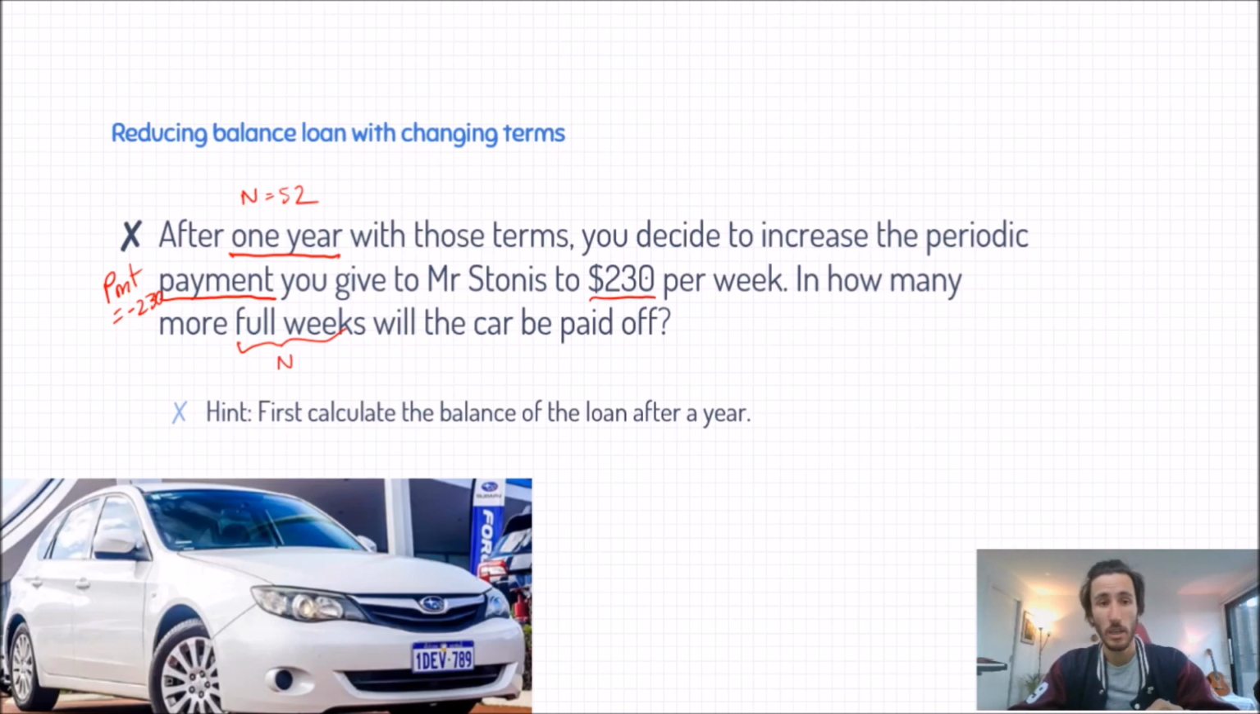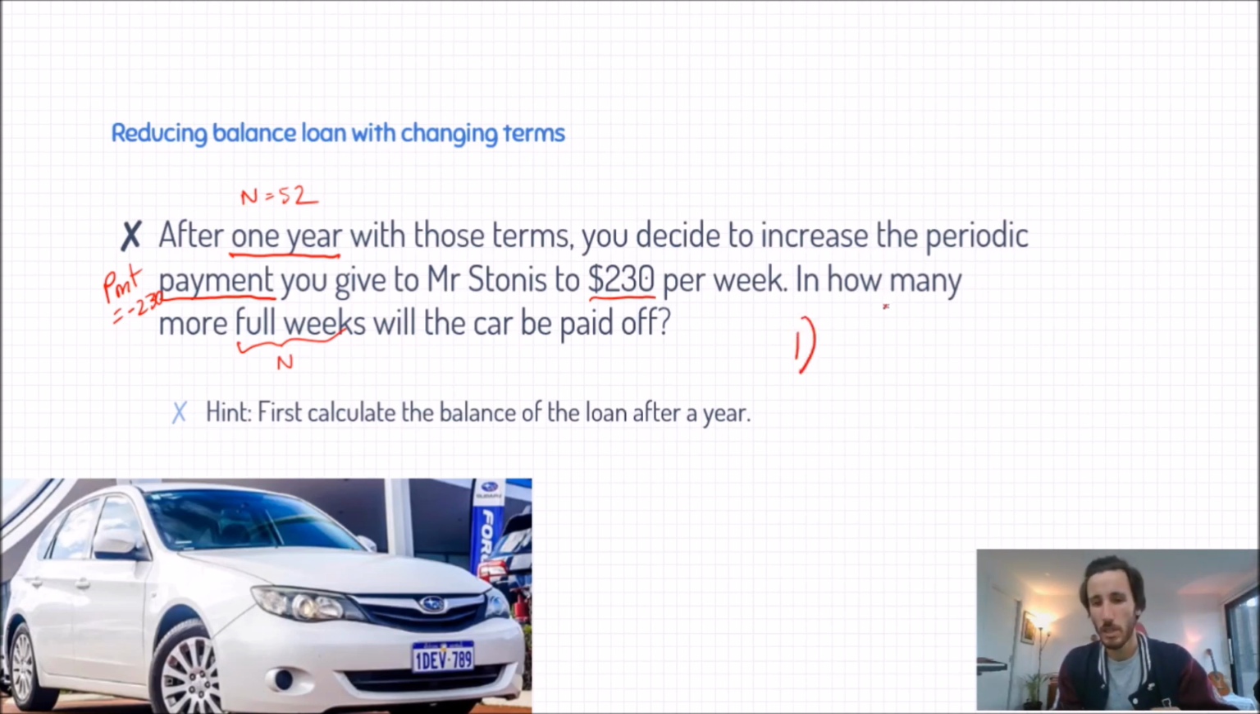It won't be 2 years now. It won't be another 52 weeks. Because we're increasing the payment, that means you're going to be paying it off in less than a year after 1 year. Okay, there are always 2 steps when you're talking about reducing balance loans with changing terms.